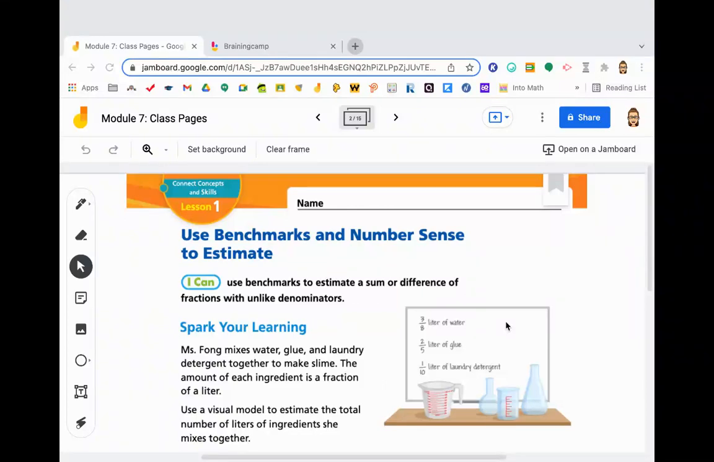Hello, my mathematicians. Today we are looking at Module 7, Lesson 1. It's all about using benchmarks and number sense to estimate. Hopefully by the end of this lesson, you'll be able to use benchmarks to estimate a sum or difference of fractions with unlike denominators.